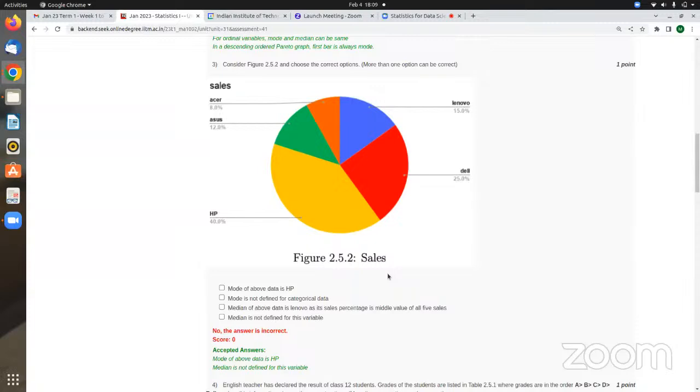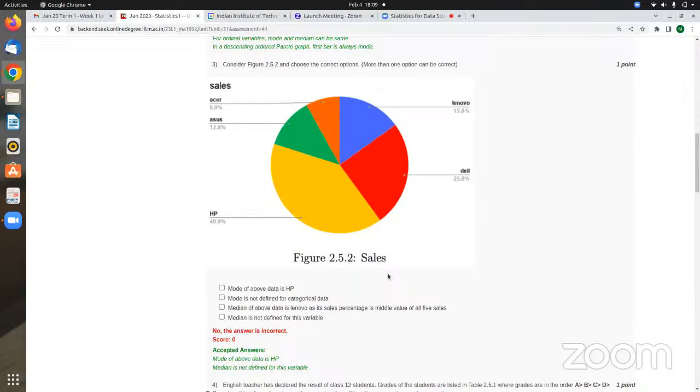For categorical data, which measure of central tendency can we use, among mode, median, and mean? Mean is not defined for categorical data, so we can have only mode and median. What is mode? The value with the highest frequency. And what is median, or how do we find the median?